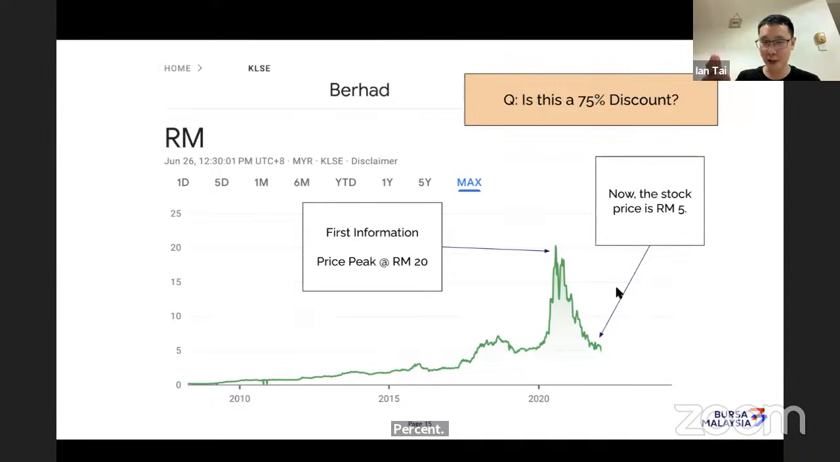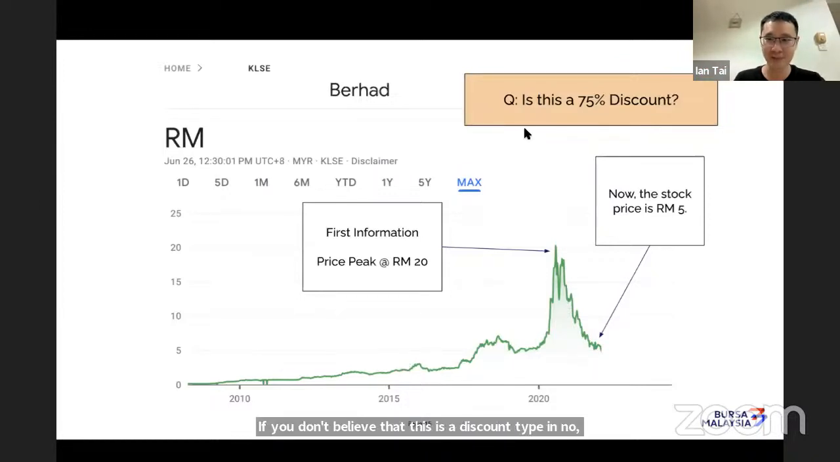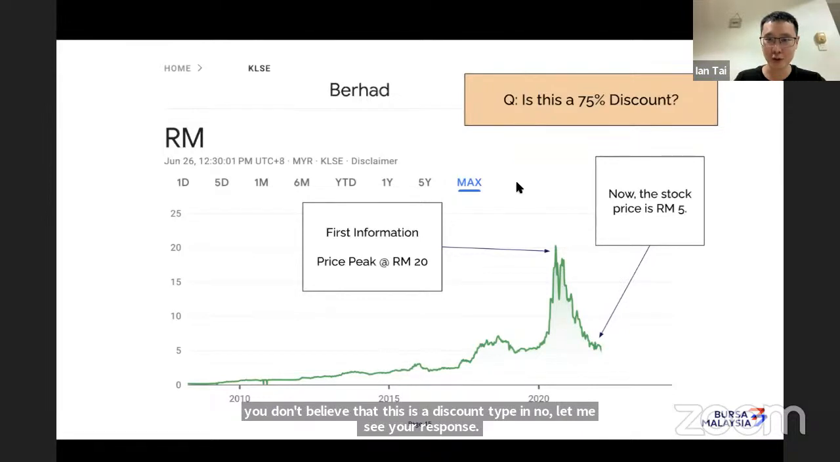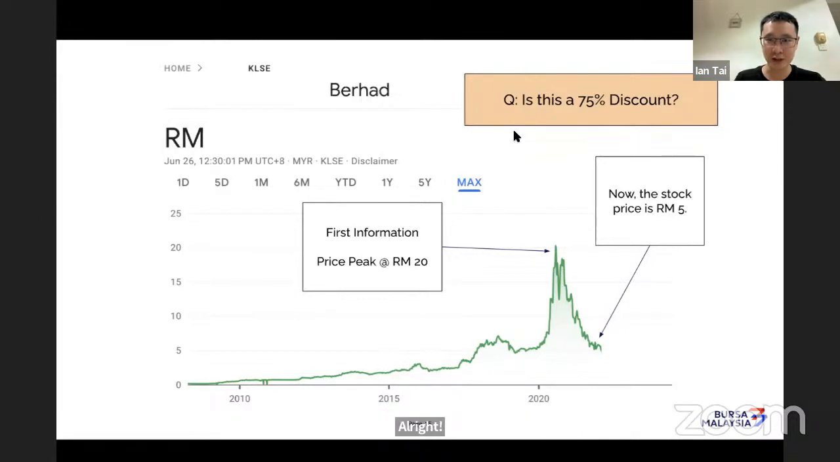If you believe that this is a discount, type in, yes, it is a discount. If you don't believe that this is a discount, type in no. Let me see your response. All right. So Mary says no, Eugene no. So a lot of people are starting to get the idea. No, no, no. A lot of no. So thank you so much for your response.